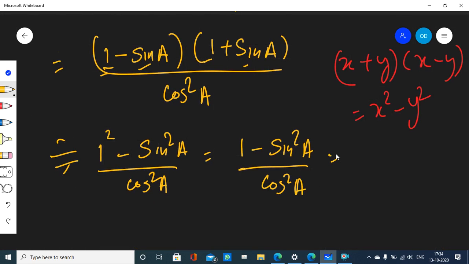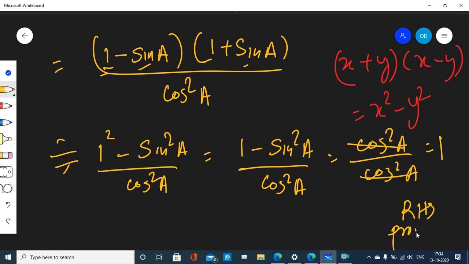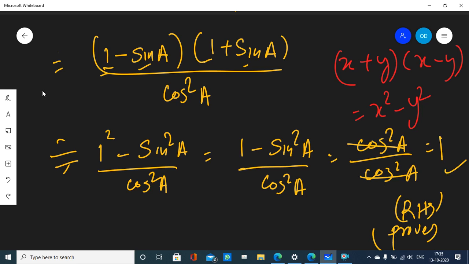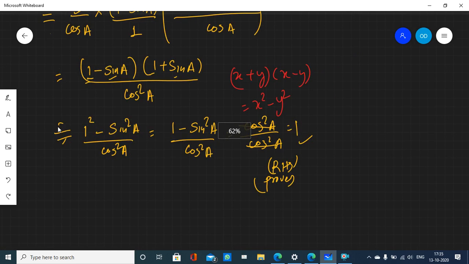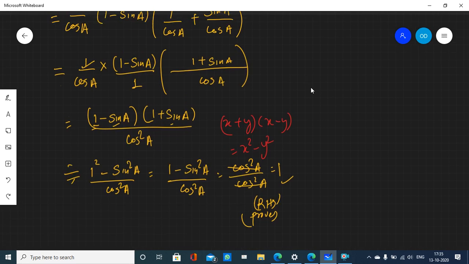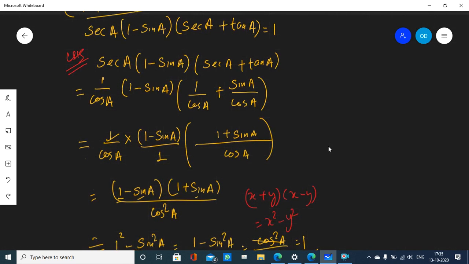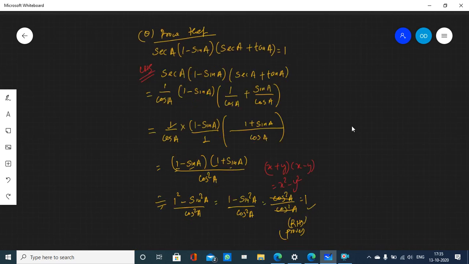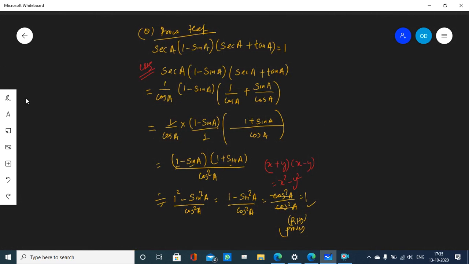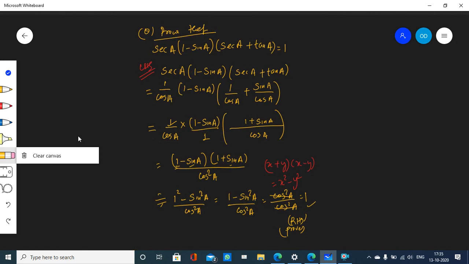And what is 1 minus sin square a, guys? Isn't it cos square a? Cos square a by cos square is what? 1, right? RHS proved. Clear? So it is a long question, so be careful. Take the screenshot. Done. Okay.